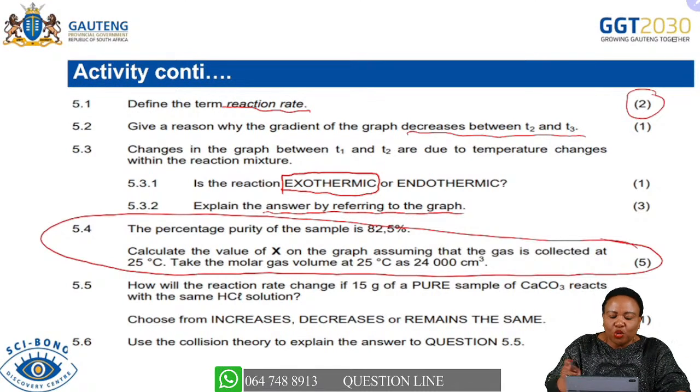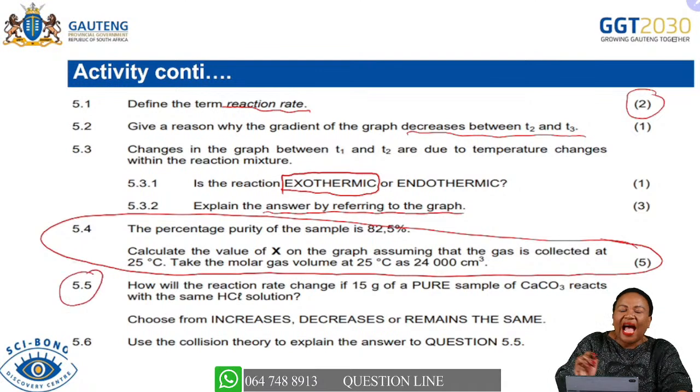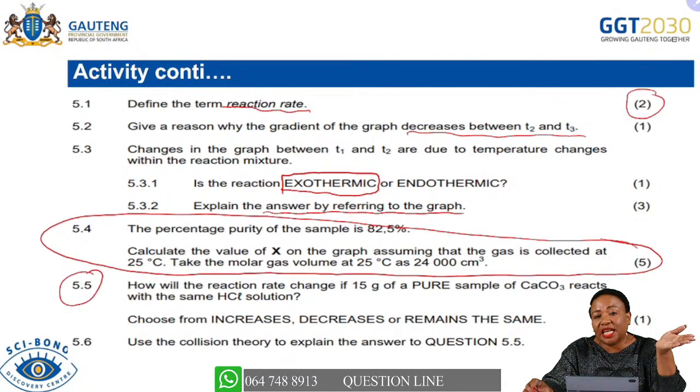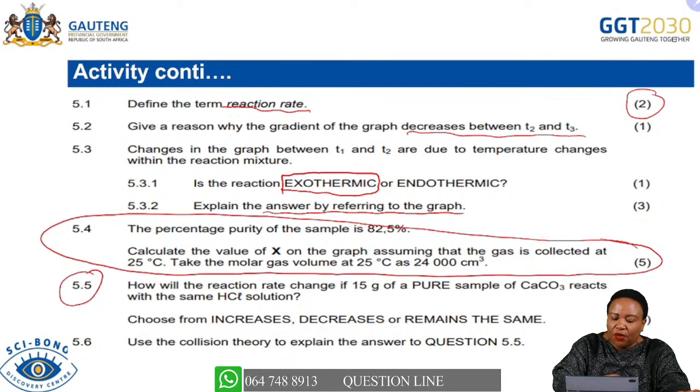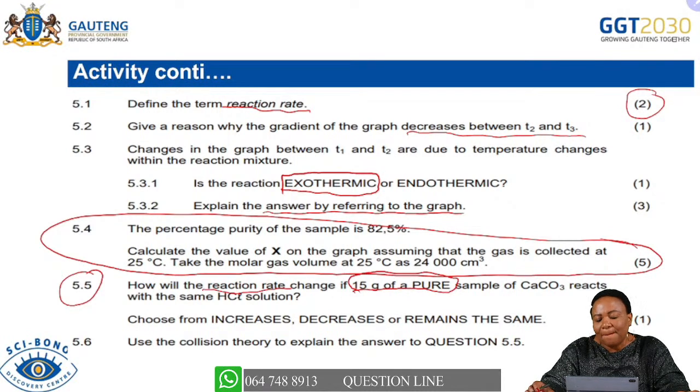Now we are going to go to our 5.5, which is our next question, because I just want us to focus on the factors that affect the rate of reaction and how the concentrations of the reactants and the product change as the reaction proceeds, which is going to be 5.5. So they say, how will the rate of reaction change if 15 grams of a pure sample of calcium carbonate reacts with the same solution of HCl?